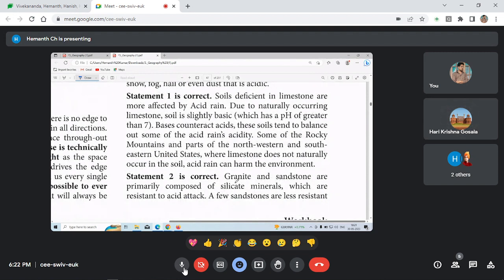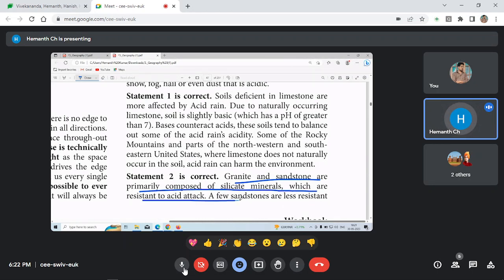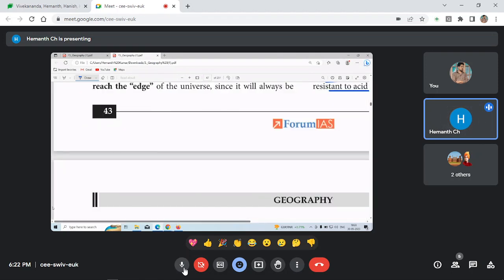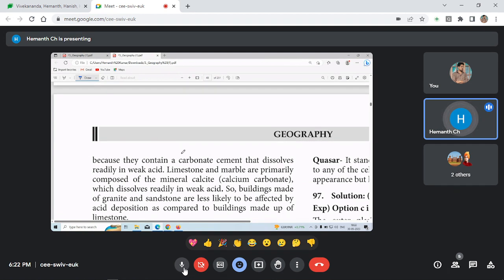ఫస్ట్ ఇది చదువుదాం స్వామి. Granite and sandstone are primarily composed of silicate minerals which are resistant to acidic attack. A few sandstones are less resistant because they contain carbonate cement that dissolves readily with weak acid. Limestone and marble are primarily composed of the mineral calcite, calcium carbonate, which dissolves readily in a weak acid. So the buildings made up of granite and sandstone are less likely to be affected, as compared to the... అంటే ఇవంతా అవసరం లేదురా.